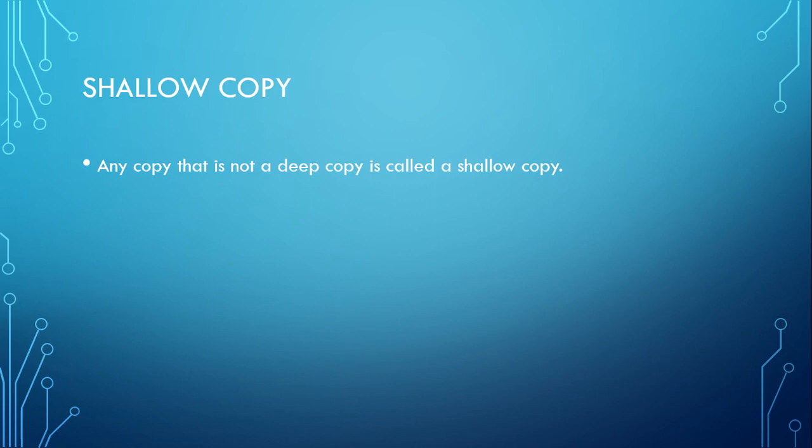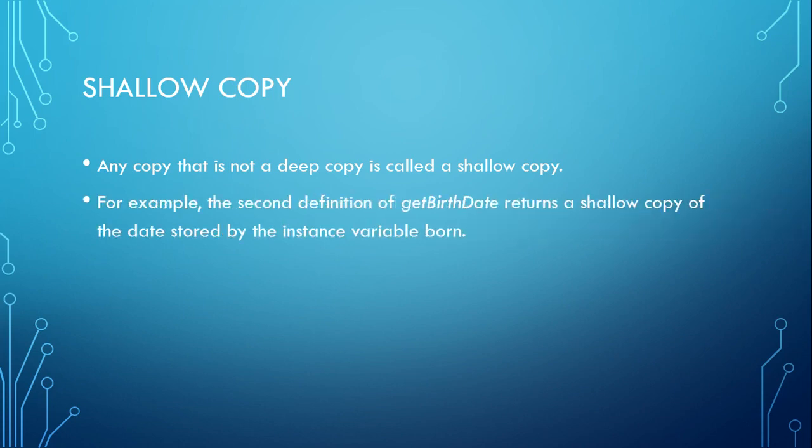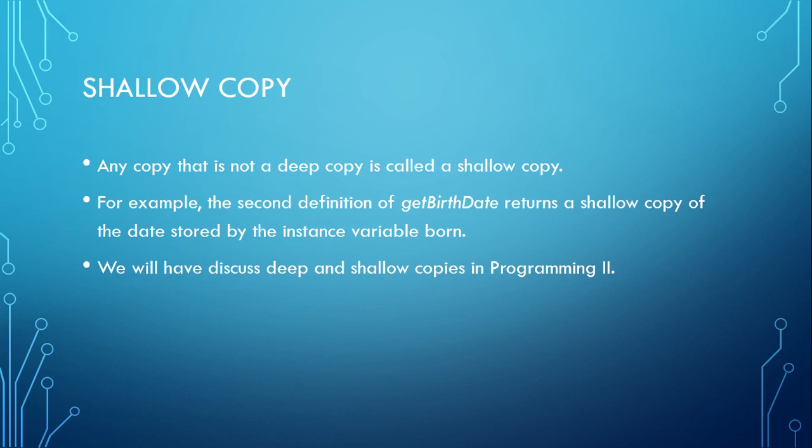All right, the other kind is the shallow copy, which is any copy that is pretty much not a deep copy. If it's not a deep copy, it's by default a shallow copy. For example, the second definition of getBirthDate returns a shallow copy of the date stored by the instance variable born. Now, it's not really discussed too much in the next chapter. I might mention it a little bit, but a lot of these concepts with deep and shallow copies, we'll talk about more if you take Programming II, because we get a lot more into some of these more intricate nuances.